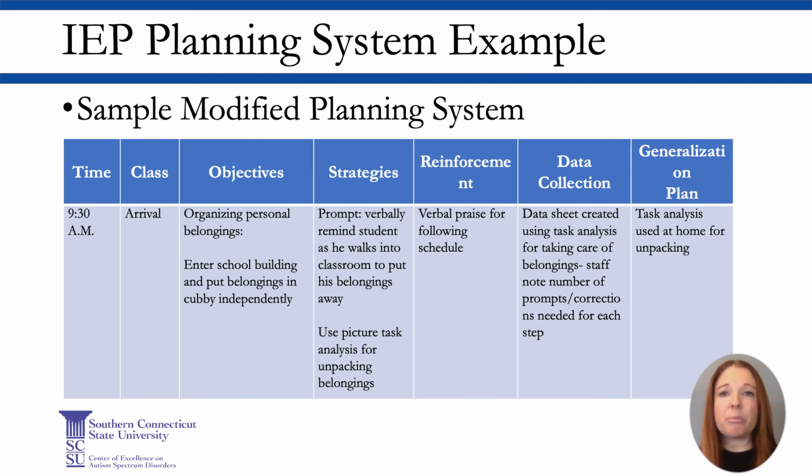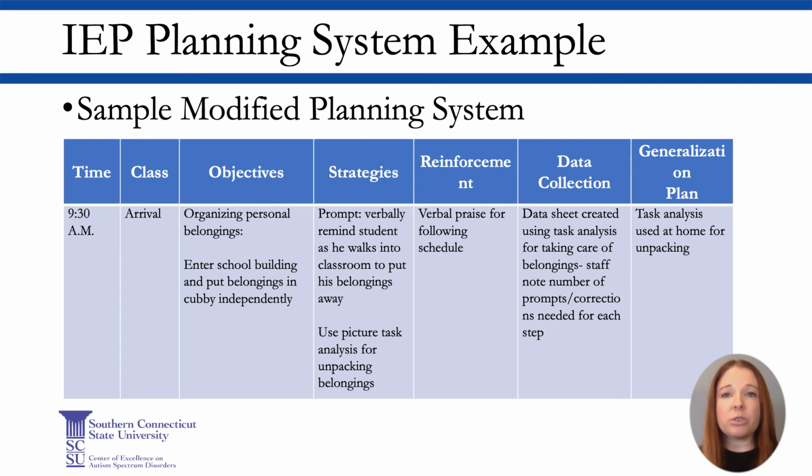Here's an example of a modified planning system that outlines which objective will be worked on and what strategies will be put in place for the student. This student has an objective related to organizing personal belongings. So at the entry of school, coming into the school building at the start of the day, the student will put belongings in their cubby independently. The teacher will verbally remind the student as he walks into the classroom to put his belongings away.